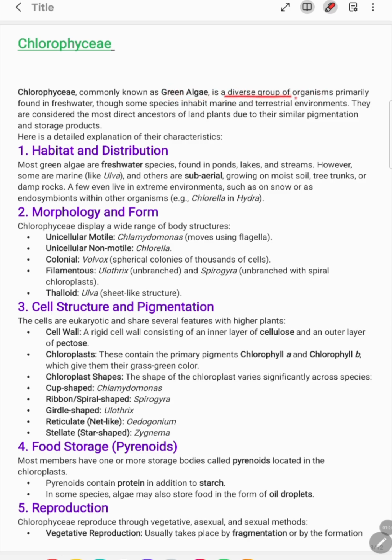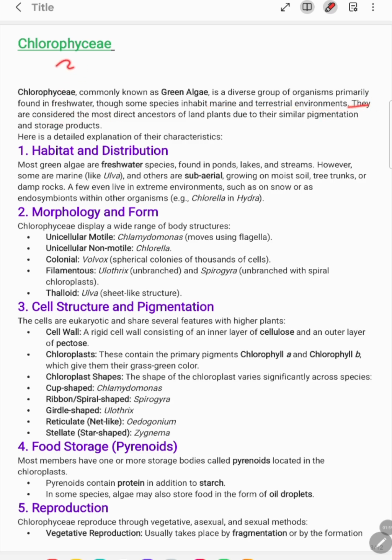These are a diverse group of organisms occurring in fresh water. Okay, the Phaeophyceae members are found in the marine habitat. Okay, they are found in the fresh water. As exceptions are always there, some species are found in marine habitat, and apart from that they are also found in the terrestrial environment condition.